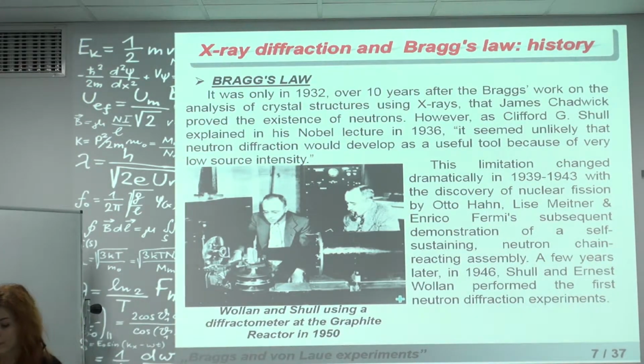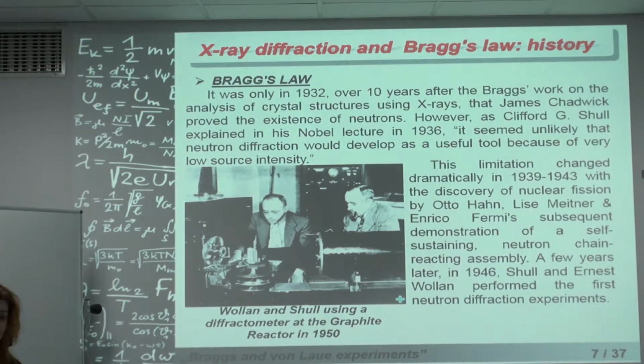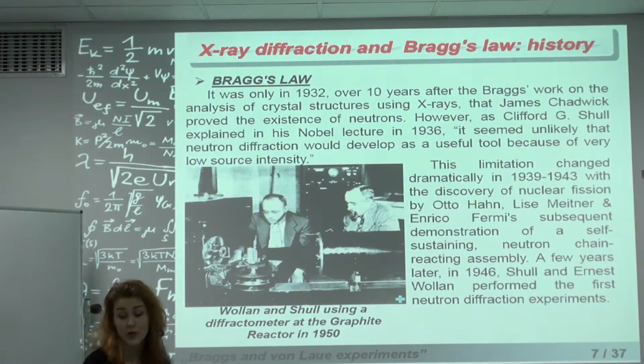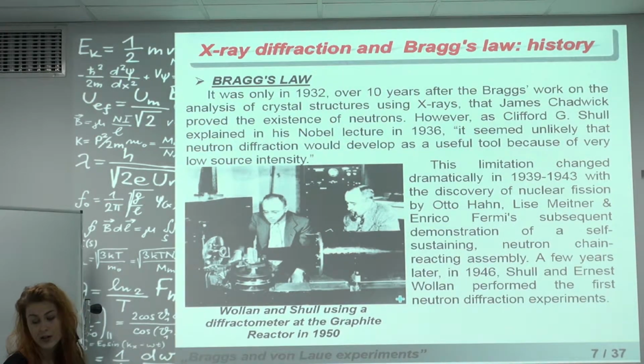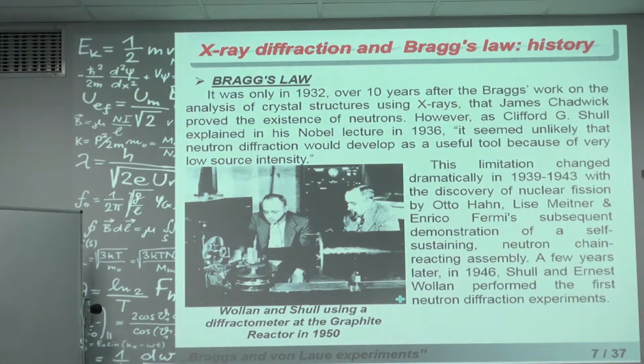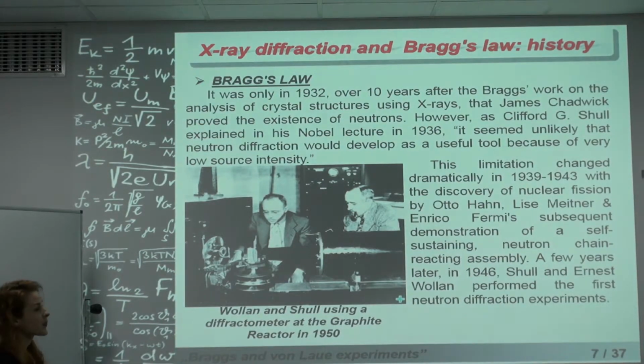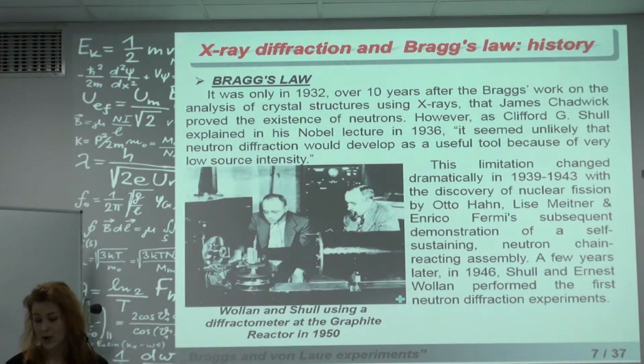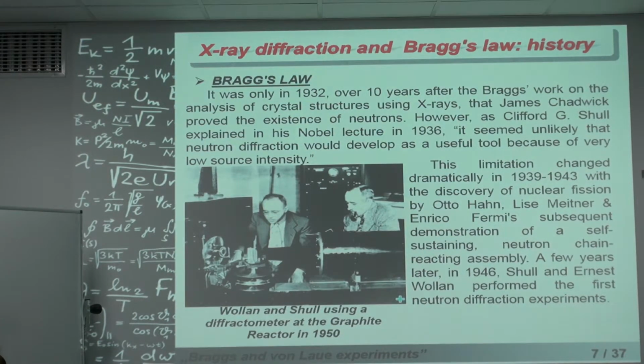Professor James Chadwick proved the existence of neutrons by the X-ray diffraction technique. However, during the speech of Professor Wu at the Nobel lecture in 1936, it was said that probably neutron diffraction would never be such a good field to study. It would never be a useful tool because of our low source intensity. As we all know, today is totally different. Even great physicists can make mistakes.